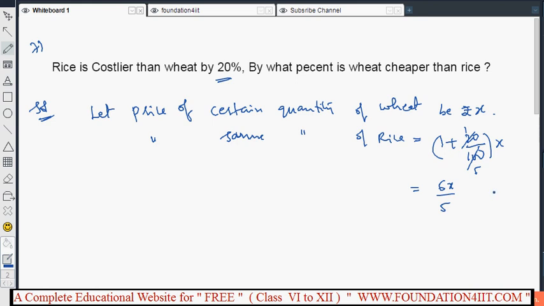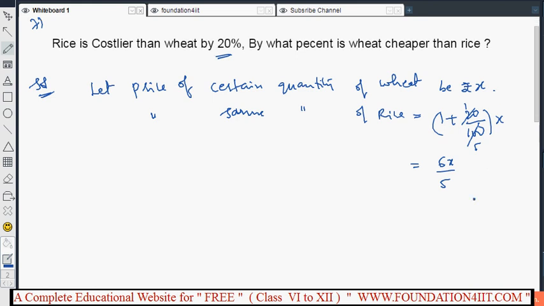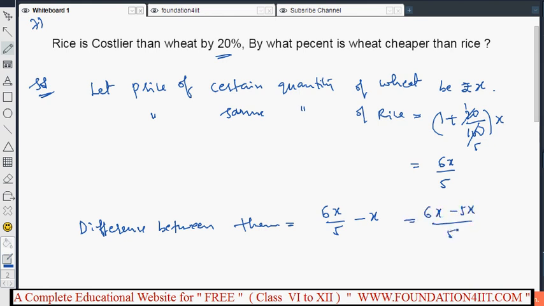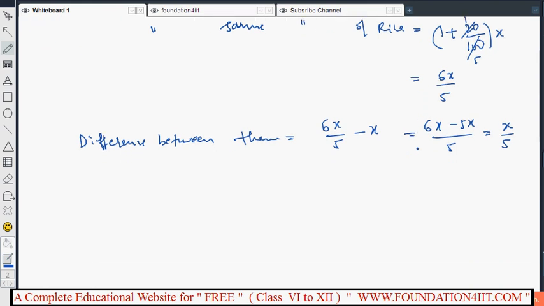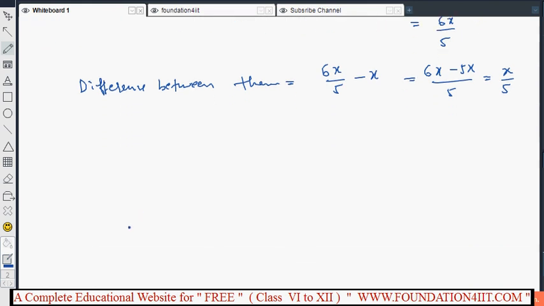If you see the difference between them, because they are asking how much cheaper the wheat is, the difference between them is 6x by 5 minus x, that is 6x minus 5x by 5, that is x by 5. So x by 5 is the difference. When the price of rice is 6x by 5, wheat is cheaper by x by 5. Now we can find out the percentage.